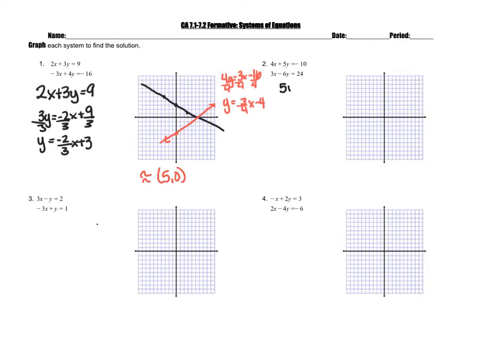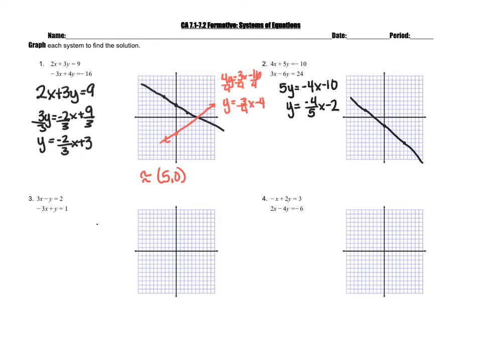All right, for the next one, our first one is putting in y equals mx plus b form. So 5y equals negative 4x minus 10. We divide everything by 5. We get negative 4 over 5x minus 2. So we're going to start at negative 2. We're going to go down 4, 1, 2, 3, 4, and to the right 5. Do the same. We're going to go up 4, 1, 2, 3, 4, 1, 2, 3, 4, 5.